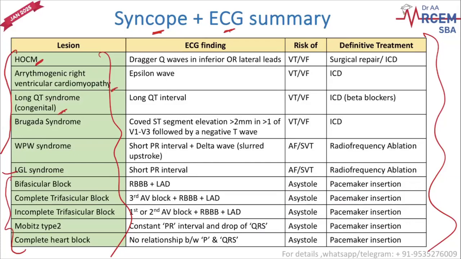For long QT interval, we know how to see the QT interval from the previous class. Look for Brugada syndrome: ST segment elevation, especially from V1 to V3, in two leads. WPW syndrome is a delta wave along with a short PR interval. LGL has only a short PR interval, with no delta wave. Along with it, I have also placed the treatments here, so you can revise easily and go for the exam.